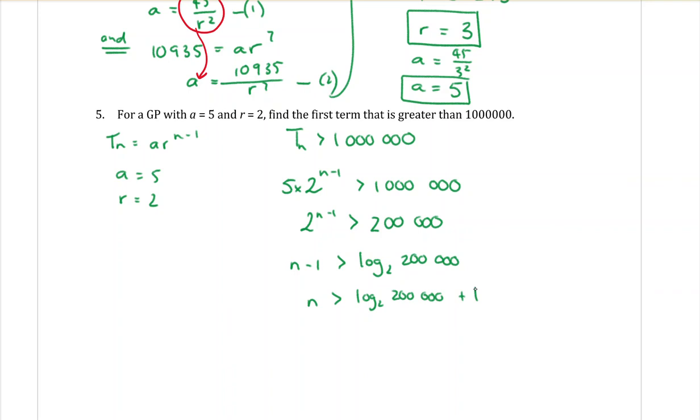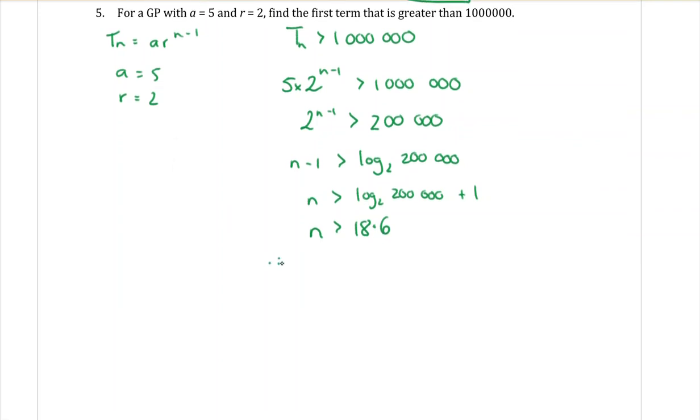So to type that into your calculator, because we can't do a log base 2, you can type in either of your log buttons, so maybe the ln of 200,000 over ln of 2, and then you plus 1 over on the side. I got, and hopefully you will get, 18.6? Yes? So if we know that the position has to be greater, that's why we have that sign in there, n has to be greater than 18.6, the first term will be when n equals 19.